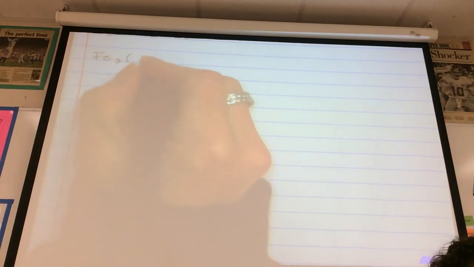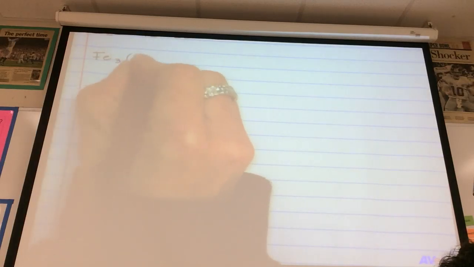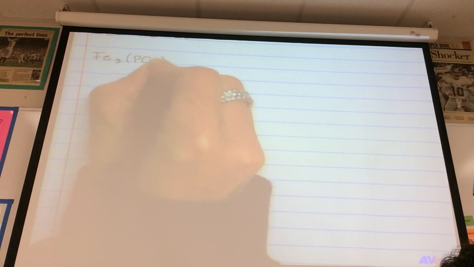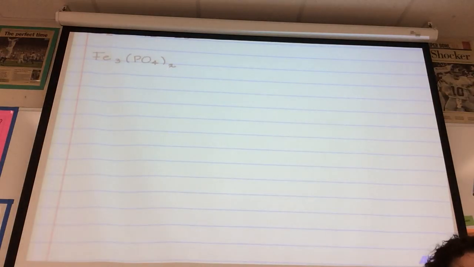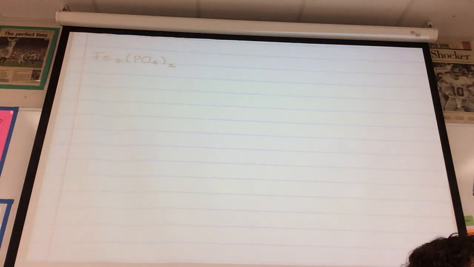So the first thing we do is we formula write iron 2-phosphate, which you all should be able to do with ease. If you are still struggling with formula writing, you must go back and review classwork 2.1 and 2.2. Tons of problems on formula writing. Iron 2-phosphate. We want to determine the formula mass in grams per mole.